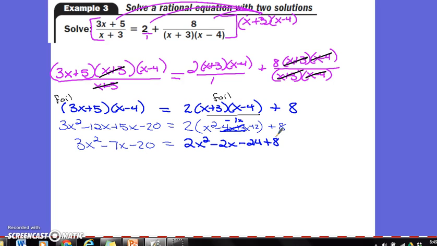All right, combining like terms. If you're okay with doing this, let's do this. It's negative 24 plus 8. What's that going to give me? That is going to give me a negative 6.